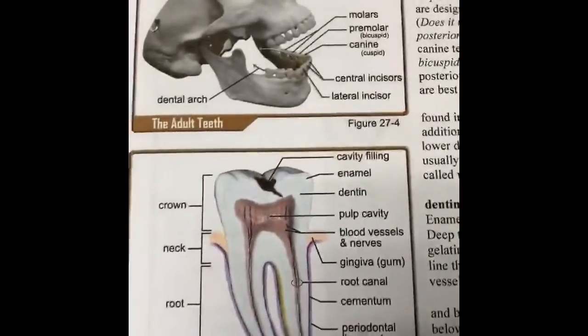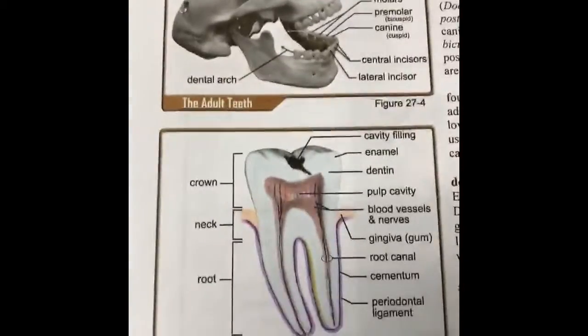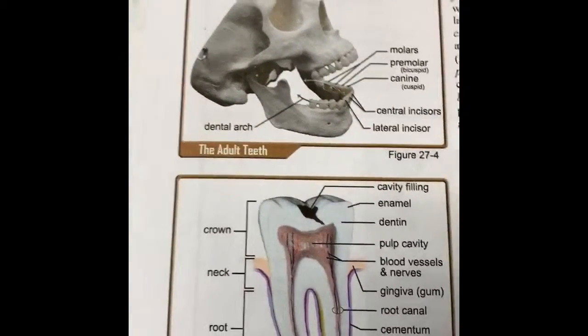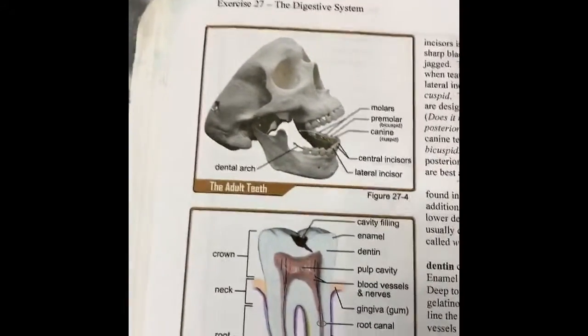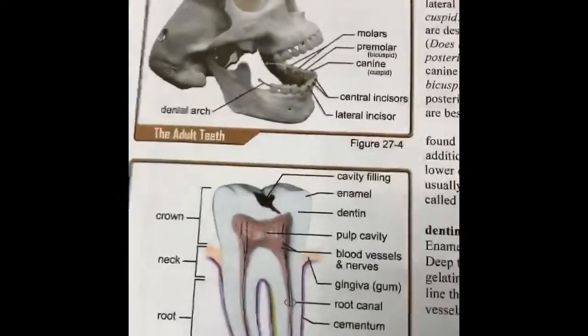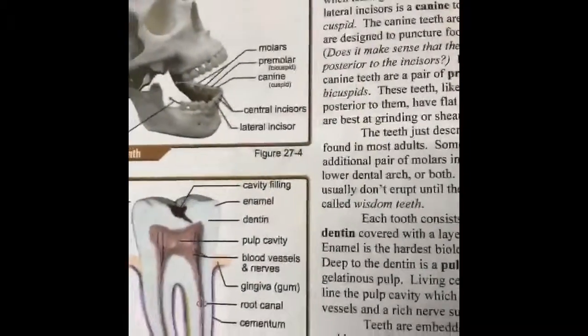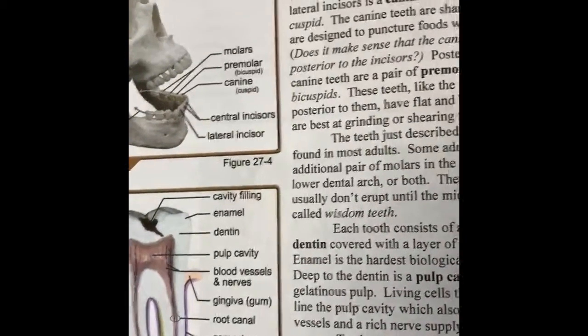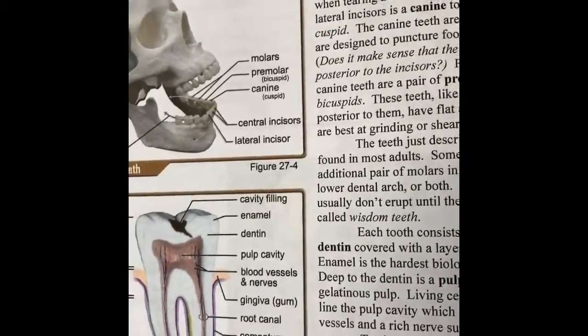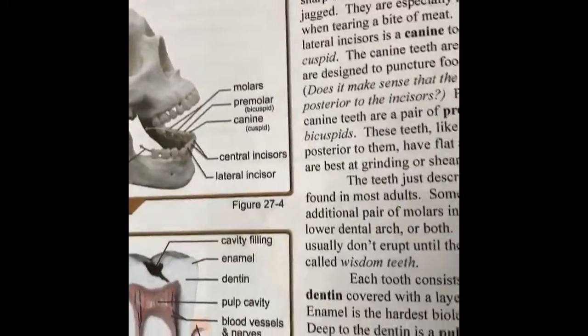And you also have teeth, which are covered in this stuff called enamel, which is the hardest biological substance on Earth. And the teeth help with the mechanical digestion of food. And the teeth have 3 parts with the molars: the crown, the neck, and the root. And they're filled with a pulp cavity that has blood vessels and nerves.